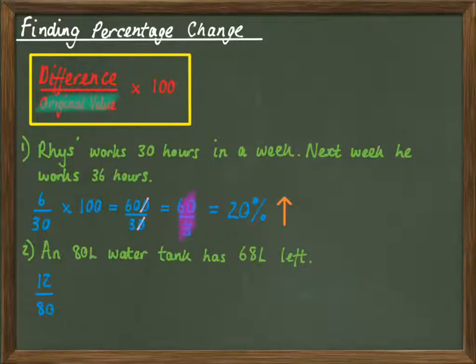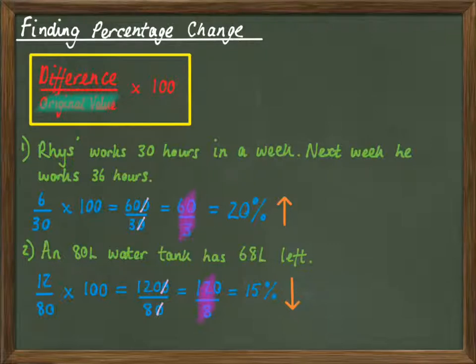So 12 over 80 times by 100, sort this out. 1,200 over 80, cancel the zeros, 120 over 8, bus stop here. If you need to, you're going to find the answer to that is 15%. And again, a bit of interpretation. Which way has it gone? Well, it's gone down, which obviously means it's a decrease. So we've seen a 15% decrease.